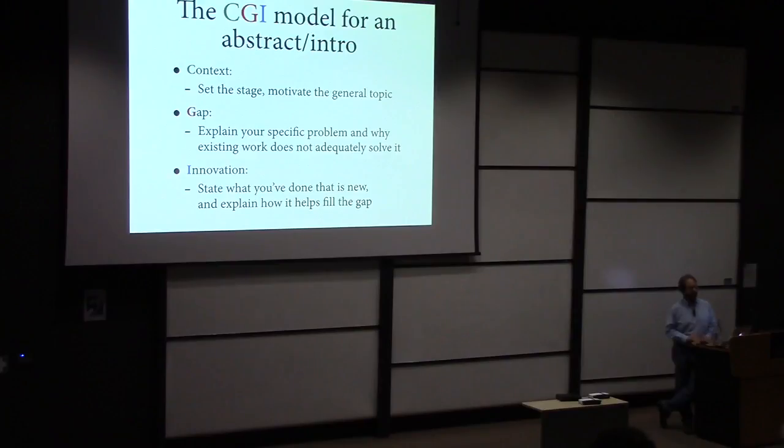And this, again, is kind of following this idea of top-down. Sort of thinking about where is the reader and how can I bring them closer to what I want them to know. So CGI stands for Context Gap Innovation. The idea is that you begin by setting the stage. You sort of motivate what is the general topic you're working on. This usually is pretty short, maybe a paragraph or 2 at most. Just to sort of clue the reader into, oh yeah, this is a paper about whatever. Sort of giving the general topic of the paper.